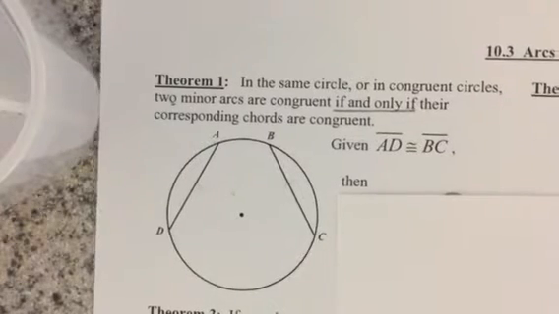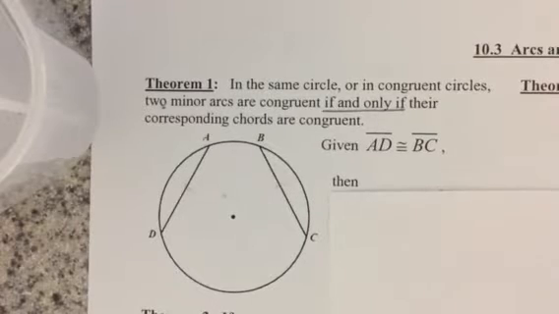All right, in this section, we're talking about arcs and chords and the relationship between the two of them. So really for this section, you just need to know 4 theorems and you can solve all the problems in this section based on those theorems. So let's take a look at our first one here, theorem number 1.